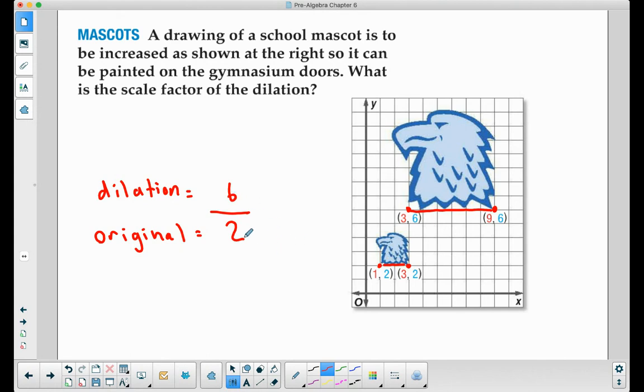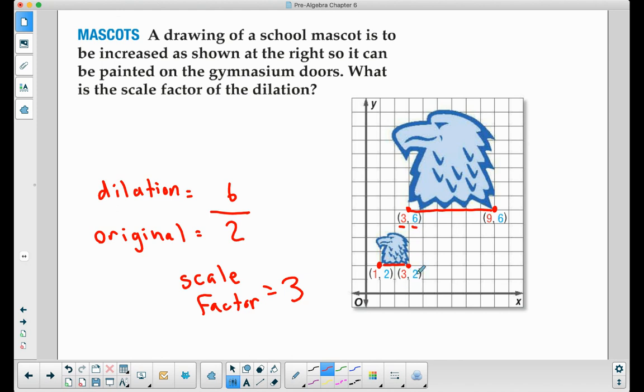So 6 over 2, okay, so this is going to be 6 divided by 2. So the scale factor is 3. Okay, so that means when you look at this point, we're going to multiply 1 times 3. That gives you 3. And then 2 times 3, which is 6.